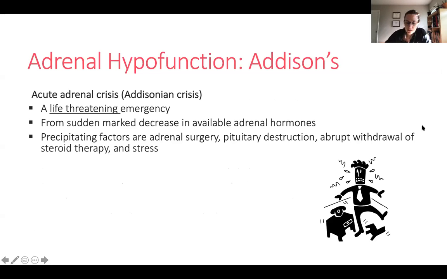So with Addison's, what can happen is an Addisonian crisis, which is a life-threatening emergency. That is when there is a significant decrease in the available adrenal hormones. So what can lead to those? Adrenal surgery, pituitary destruction, abrupt withdrawal of steroid therapy, which we talked about. All of these disorders require lifelong replacement.